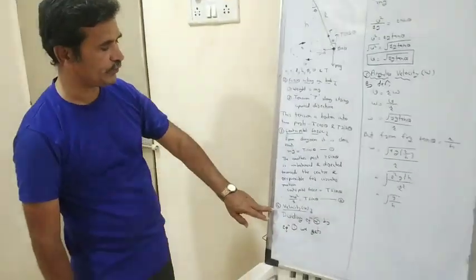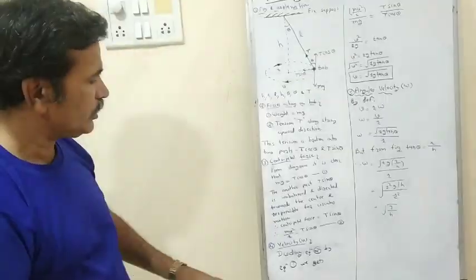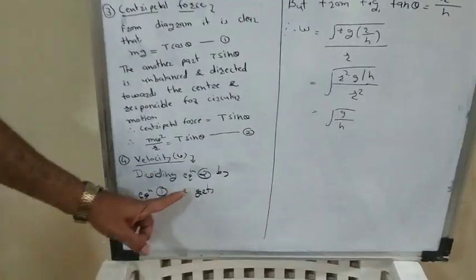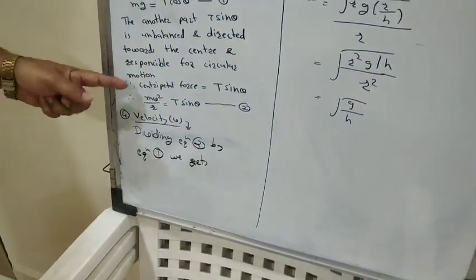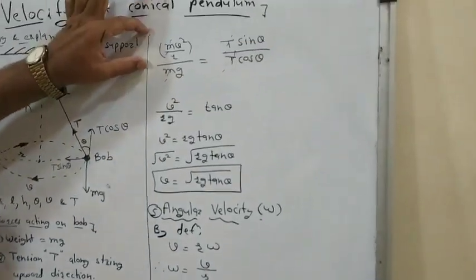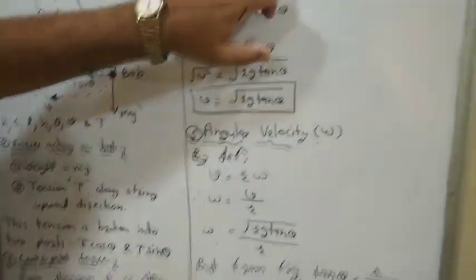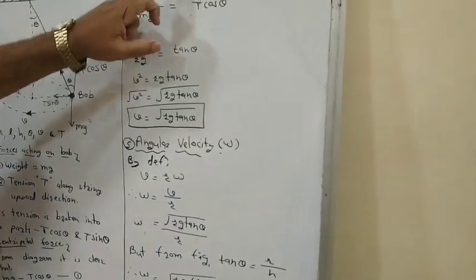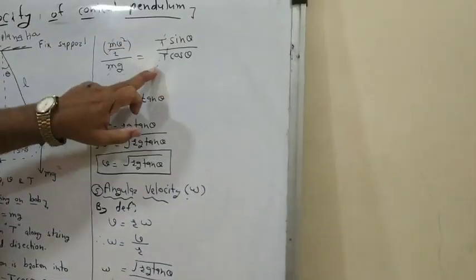Now fourth step, velocity, that means linear velocity. So we require equation 1 and equation 2 and mathematics. So dividing equation 2 by equation 1, just mathematics is there, mv square upon r, left hand side, divided by equation 1 left hand side m into g, is equal to right hand side of equation 2, T sin theta, divided by right hand side of equation 1, T cos theta.